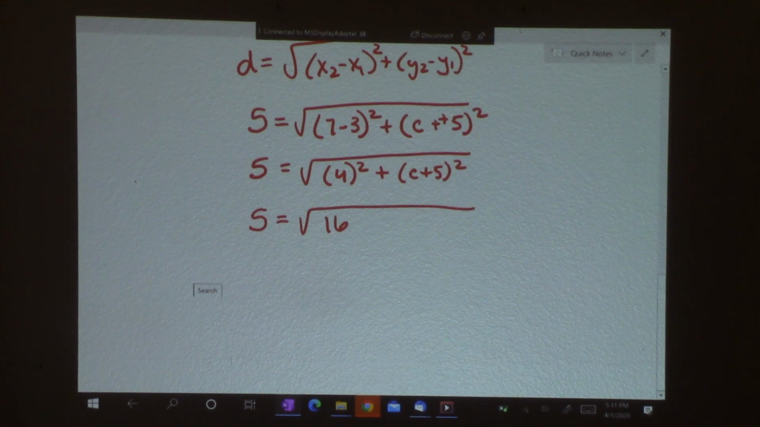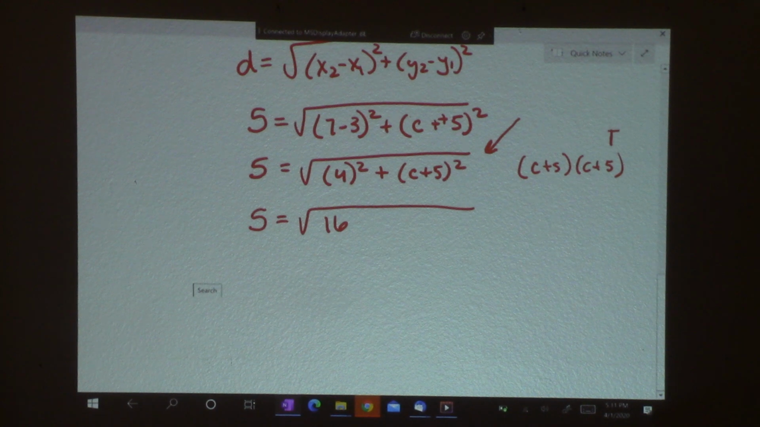16. Now I have c plus 5 squared, and that means c plus 5 times c plus 5. So I'm going to have to use FOIL to figure all of those out. Don't just get stuck here. We have the tools to solve this. We learned them in chapter 9. So let's just keep going with it.